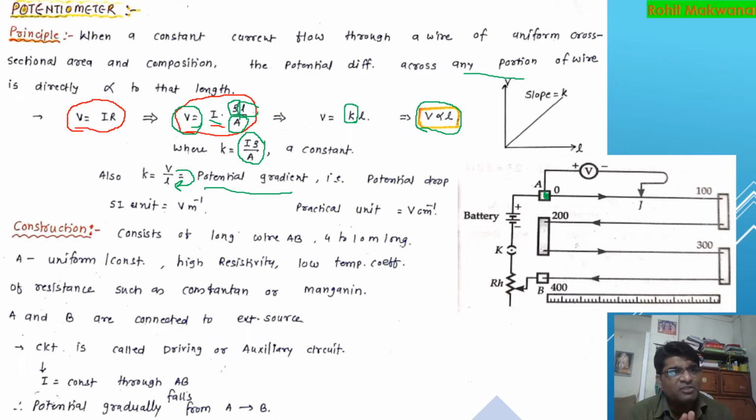The principle of potentiometer is that potential drop is directly proportional to length, right? Because we are not changing the current inside this circuit, the current is provided by this external battery. You will not keep on changing the wire in between the experiment, so rho is constant. You are not increasing or decreasing the area, so area is also constant. So the only thing that was left was the length. So potential is directly proportional to length, right? So let's go for the construction now. So what is the construction? You can see it's a 4 to 10 meter long wire.